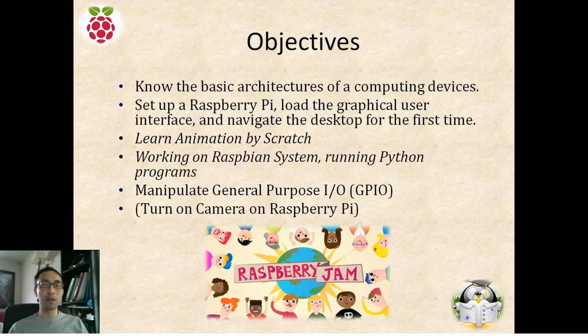So finally, the objectives of this class are to let the kids know the basic architecture of a computer, and also kids will learn how to set up a Raspberry Pi, to load the graphic user interface, and to navigate the desktop of this Raspberry Pi. And the kids will learn animation with Scratch, and I'm also going to introduce the operating system of this Raspberry Pi, and teach you how to run Python programs on the Raspberry Pi. And also I will introduce how to manipulate the GPIO port on the Raspberry Pi, and how to control the LED and how to control the camera.